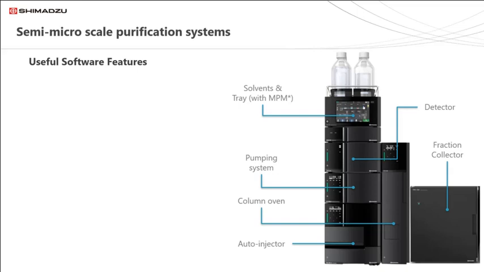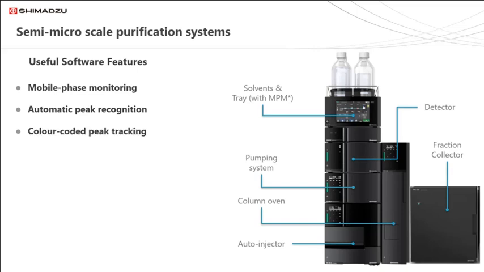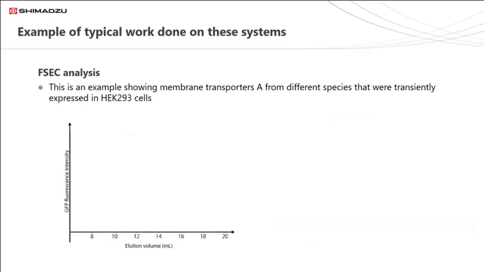Useful software features can be summarized as follows. Mobile phase monitoring, useful if the system is in a cold room, as all functions can be monitored remotely. Automatic peak recognition, making fraction collection easier and consistent. Color-coded peak tracking, this makes identifying peaks post-run easier. User-friendly software for simplifying workflows.